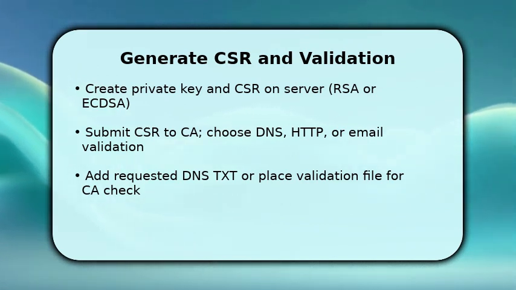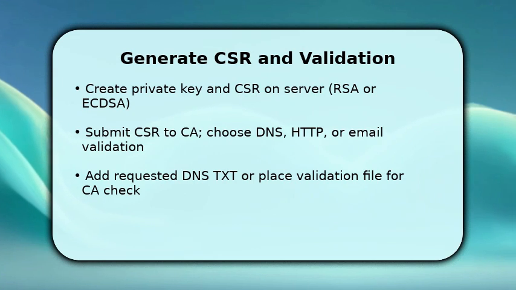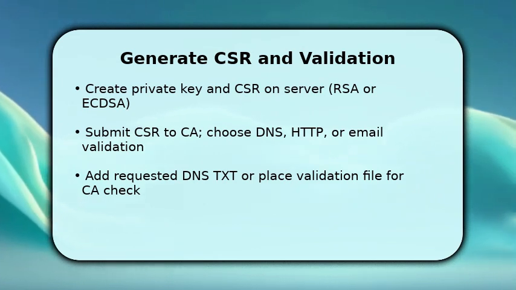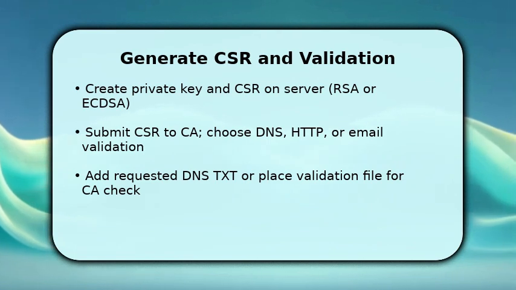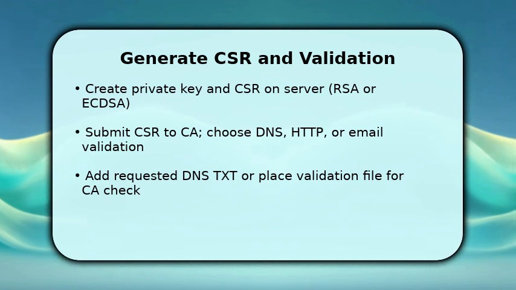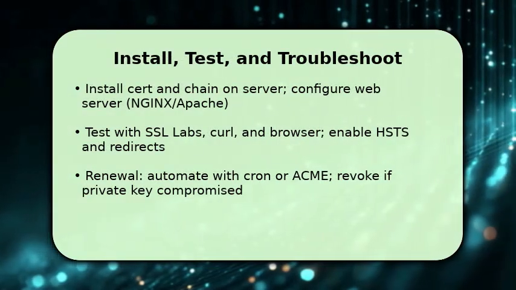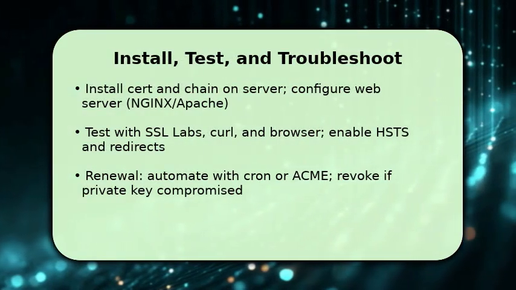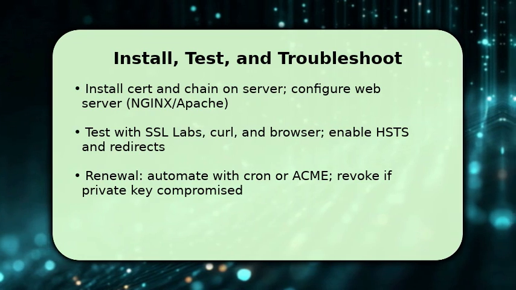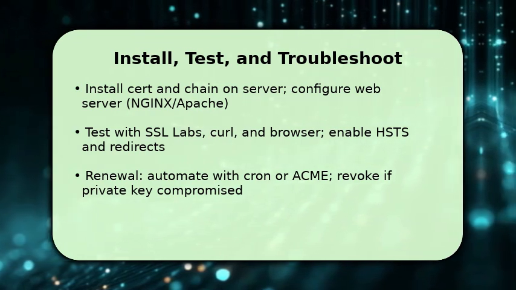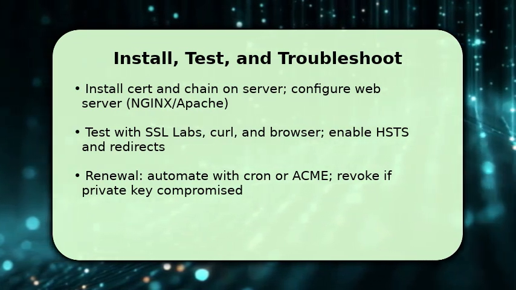Once you initiate validation, add the required DNS TXT record or upload the exact validation file. This proves ownership, so the CA can issue your certificate. You install the certificate and intermediate chain on your server, updating Nginx or Apache configs to reference the key and full chain. Once installed, test using SSL Labs, curl, and multiple browsers to confirm chain, protocols, and cipher suites.